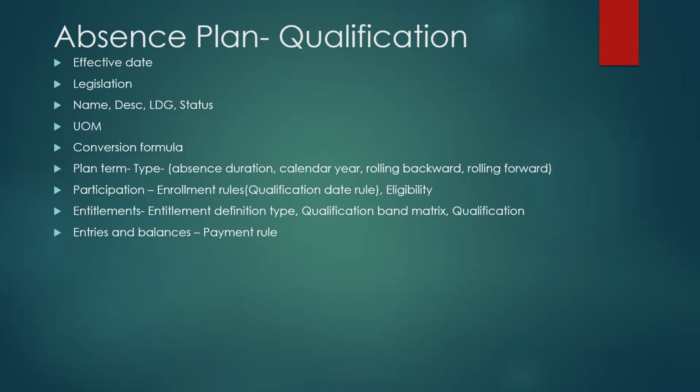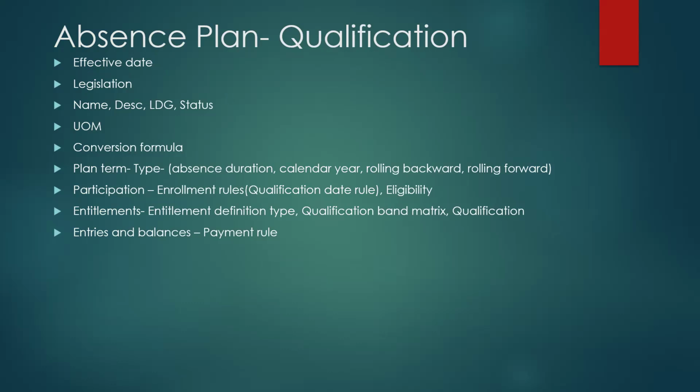Now, let's go to the system. Here, we have listed the fields available in the absence qualification plan while we configure. First, the effective date: what is the effective start date of the absence plan that we create? When does this have to become effective? We also choose a legislation, which adds security.